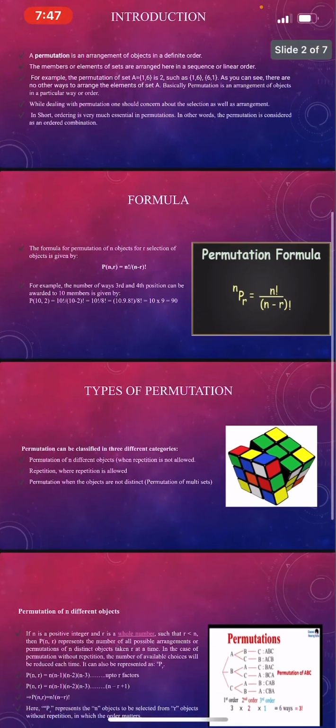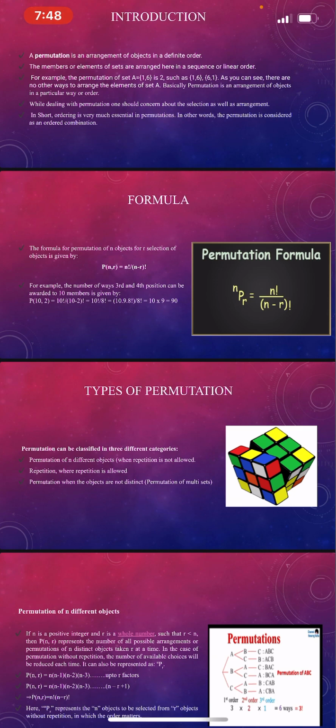Now, shall we see the formula? The formula for permutation of n objects taken r at a time is given by P(n, r) equals n factorial divided by (n minus r) factorial. For example, the number of ways the third and fourth positions are awarded to 10 members is given by P(10, 2), which is 10 factorial by (10 minus 2) factorial. This is obtained by substituting in the permutation formula. Therefore, 10 factorial by 8 factorial.